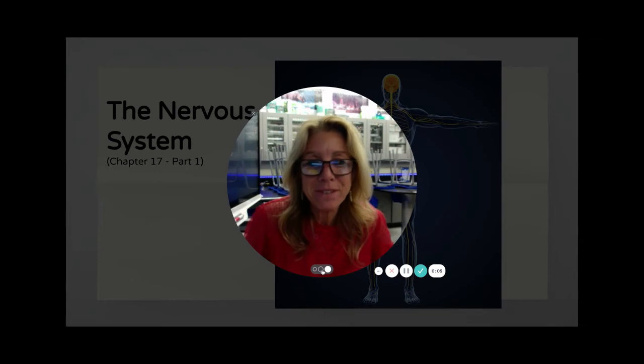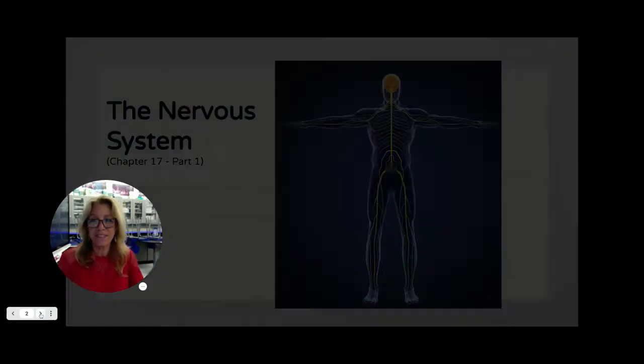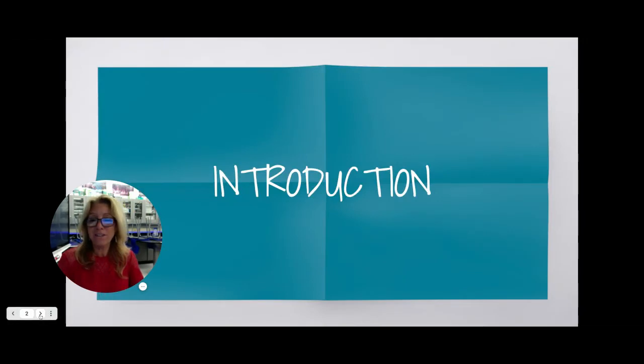I'm going to make myself a little bit smaller. For my honors bio students, this is chapter 17. Okay, so we're going to take this whole chapter and break it into two videos, all right? So let's start off, first of all, with the divisions of the nervous system in our introduction, in our notes.